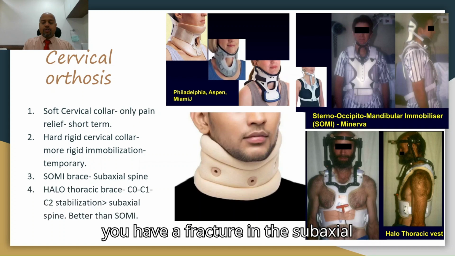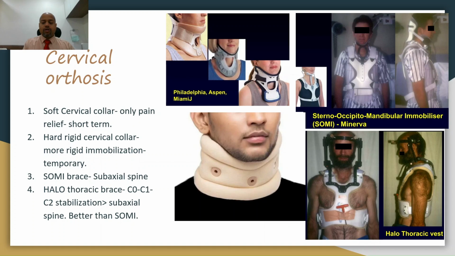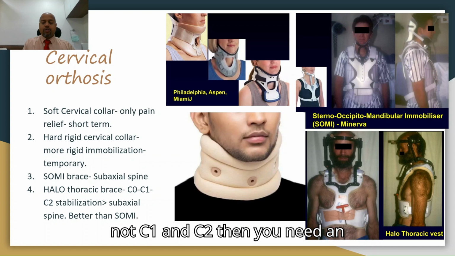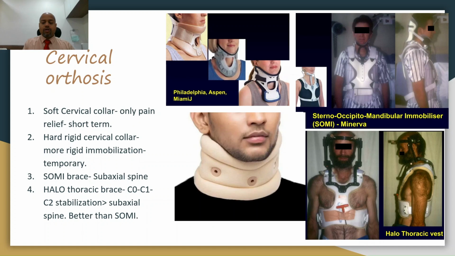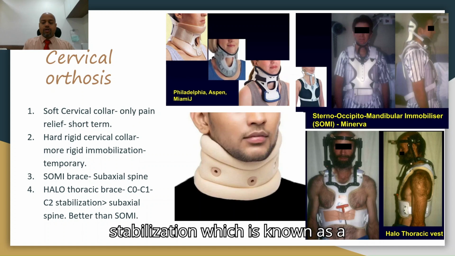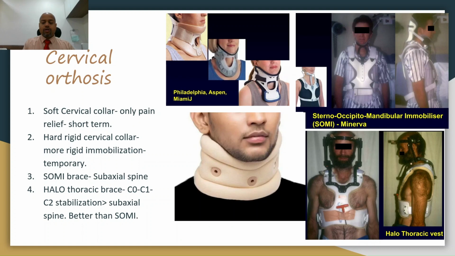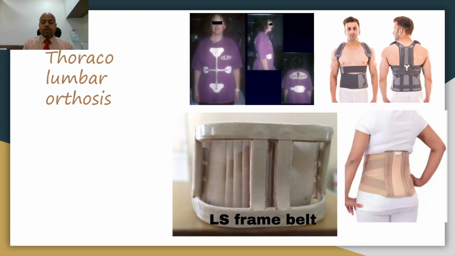And if you have a fracture in the C0, C1 and C2, then you need a stabilization which is known as a halo thoracic brace fixation stabilization.